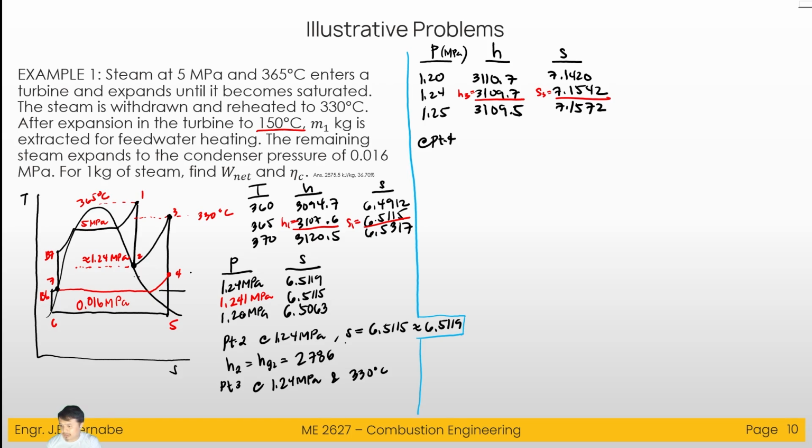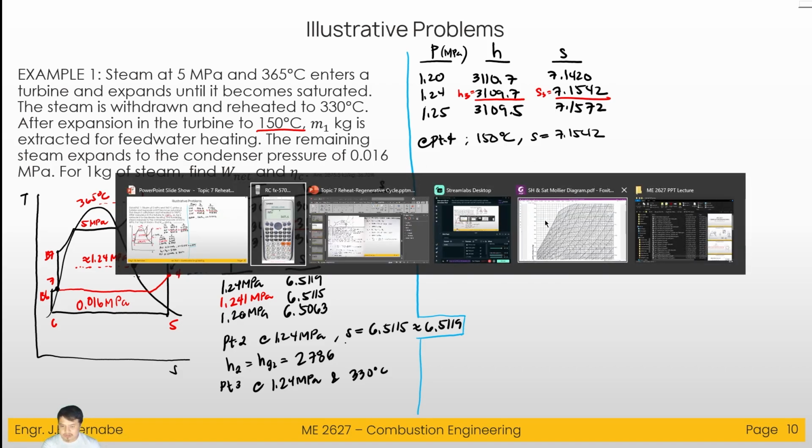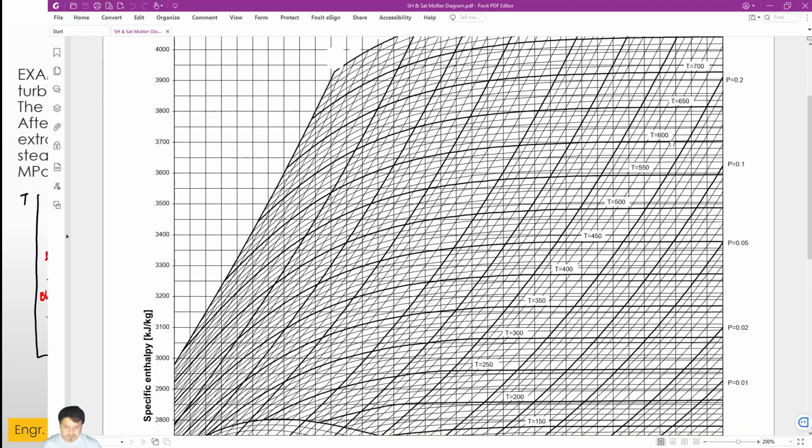Ito talaga yung 150, guys. Oh, I forgot. Ito yung direction na to. This is the 150 degrees Celsius. So, what we can do is the given only here is the S and the temperature. So, TS nga pala to, no? So, given pala dito is 150 degrees Celsius and also the S, no? So, S is equal to 7.1542. So, we can check the molar chart, no? TS pala to. So, we can check the molar diagram.